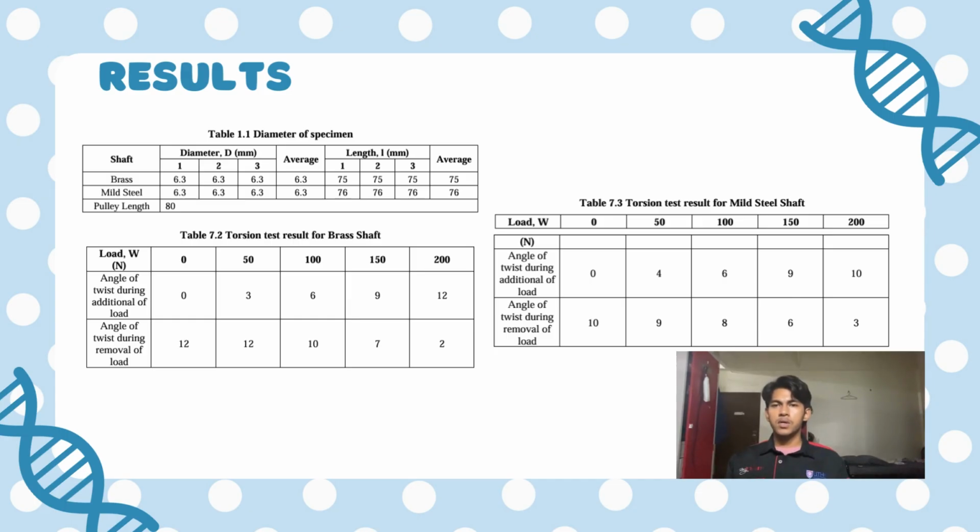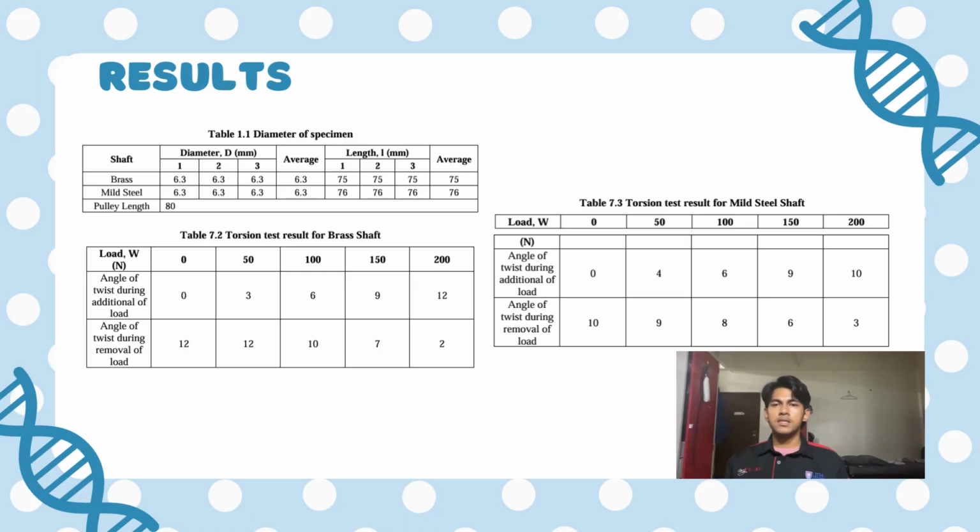Second is table 7.2, torsion test result for brass shaft. The load W in Newton had been given 0 Newton, 50 Newton, 100 Newton, 150 Newton, and 200 Newton. We need to measure the angle of twist during addition and removal of load. The first one is angle of twist during addition of load. For 0 Newton will be 0 degree, for 50 Newton will be 3 degree, for 100 Newton will be 6 degree, for 150 Newton will be 9 degree, for 200 Newton will be 12 degree.